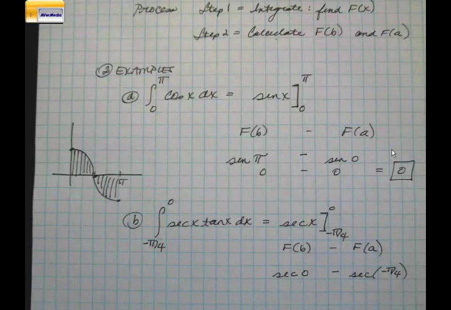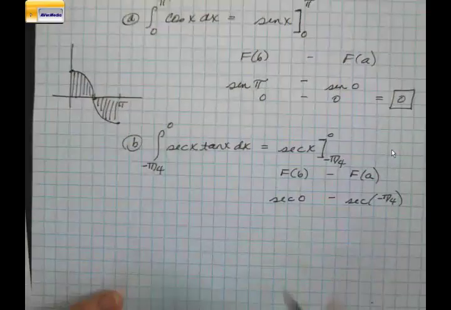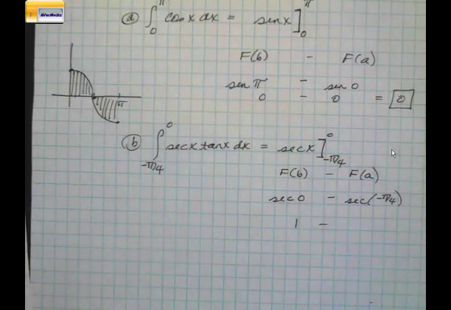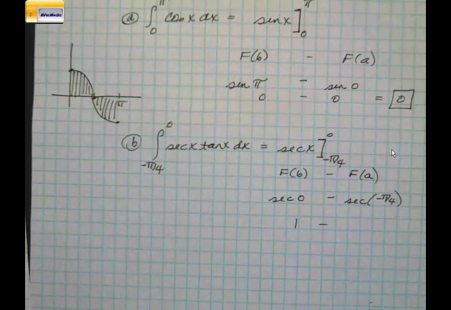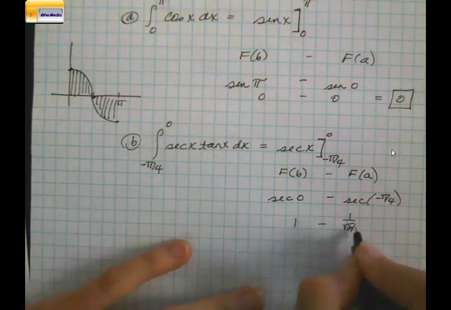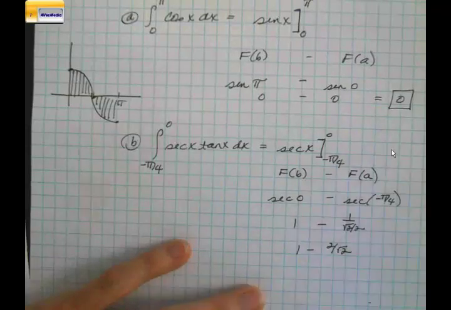Well, secant is 1 over cosine. Cosine at 0 is 1, so secant of 0 is 1. Secant of negative pi fourths is 1 over cosine of pi fourths in quadrant 4, which is still positive, which is the square root of 2 over 2, right? So this is 1 over the square root of 2 over 2. So this is 1 minus 2 over the square root of 2.